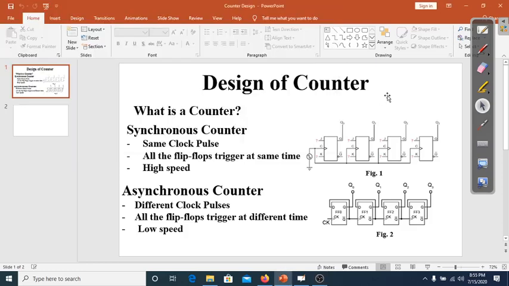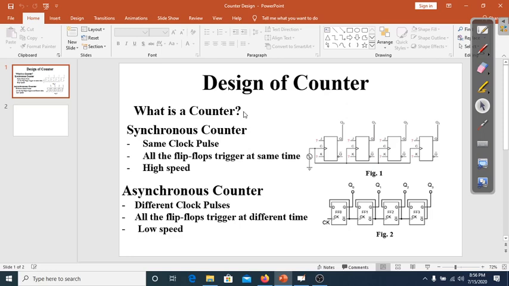In this lecture, let us talk about the design of counter. First, let us know what is counter. A counter is a sequential circuit that follows the prescribed sequence of states depending upon the input pulses. And these input pulses could be a clock pulse, or these may originate from some external source, occur at prescribed intervals.